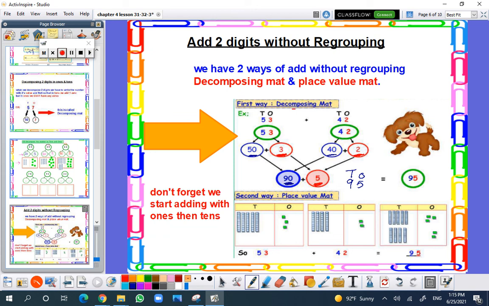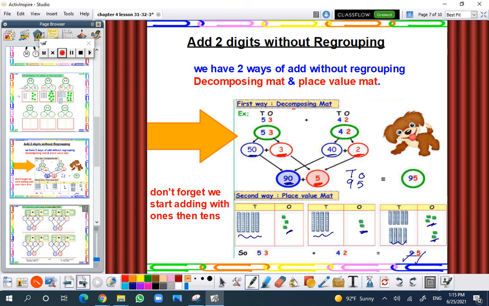What about the modeling, or the place value math? Here 53, so I'm going to draw 5 rectangle bars on the tens. 3, so I'm going to draw 3 on the ones. 42, so I'm going to draw 4 rectangle bars on the tens and 2 on the ones. Now let's start adding the ones. So I'm going to start with 2 plus 3. 2 plus 3, which is 5. Then we add the tens, which is 4 plus 5, which is 9, so the answer will be 95.